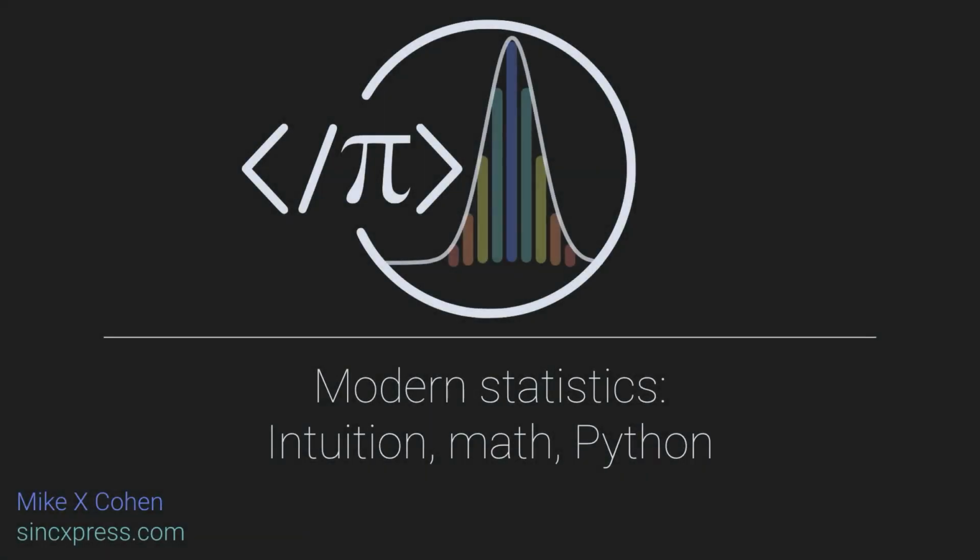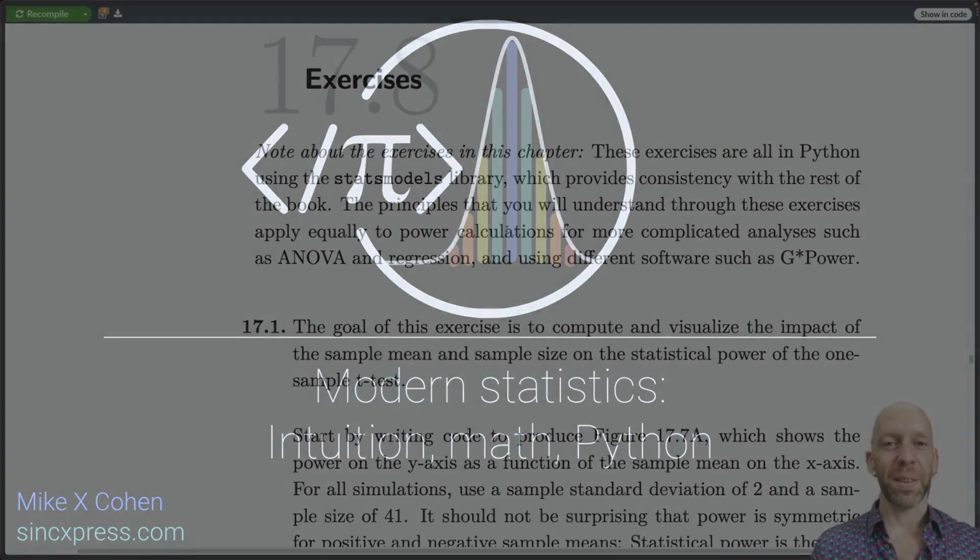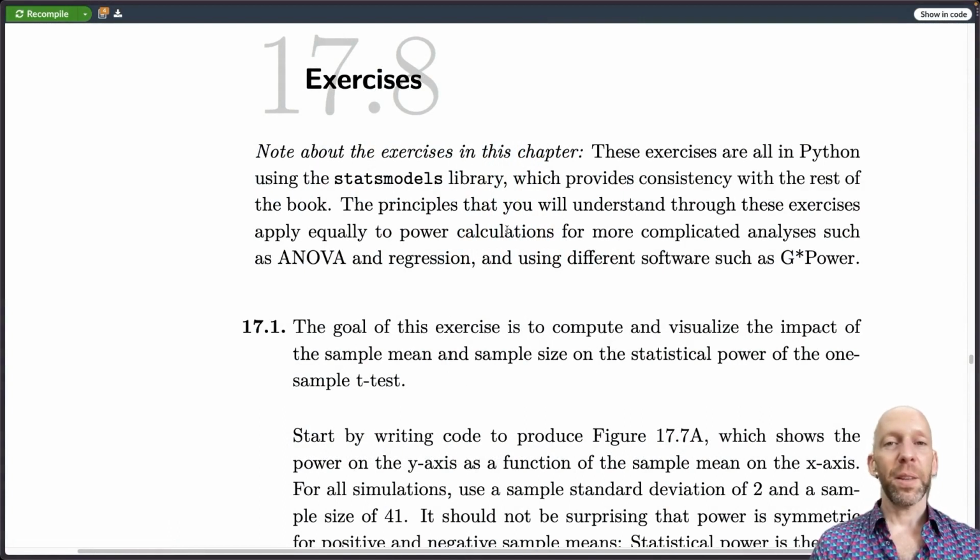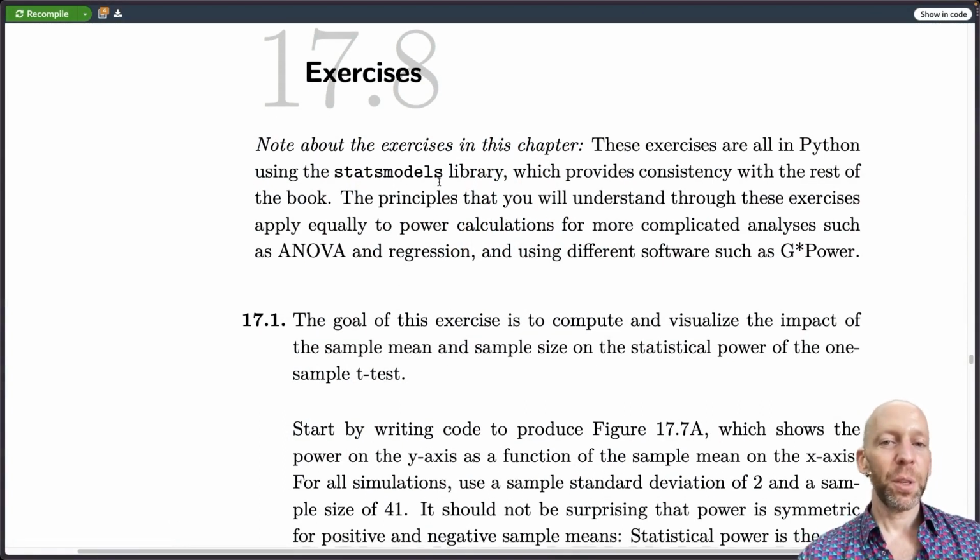Welcome to the exercises for chapter 17. This chapter is all about statistical power and sample sizes. So let's start with exercise 1.